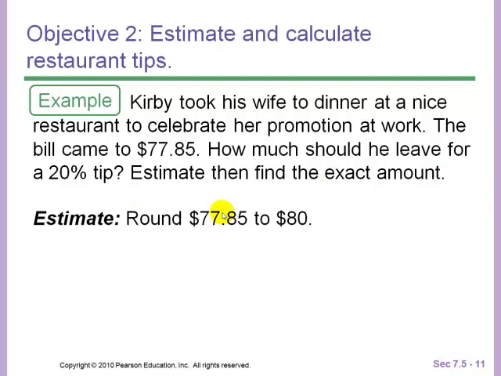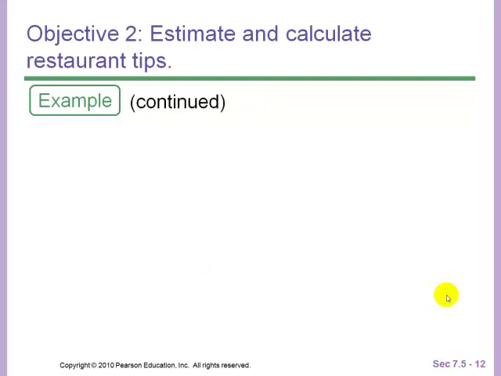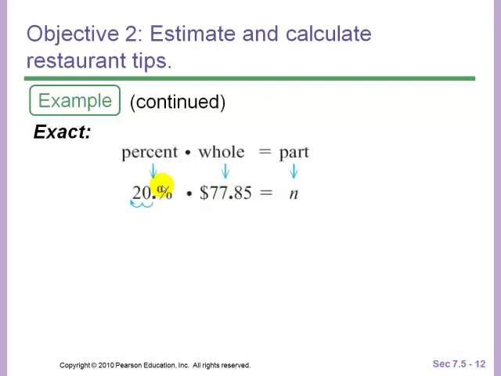To estimate, round the $77.85 to about 80. 10% of 80 is 8. 20% would be double that. 8 times 2 is 16. So our tip should be around $16. To find the exact amount, multiply your tip rate, 20%, times the whole. That will give you your tip exactly. We get $15.57, which is close to our estimate of $16.